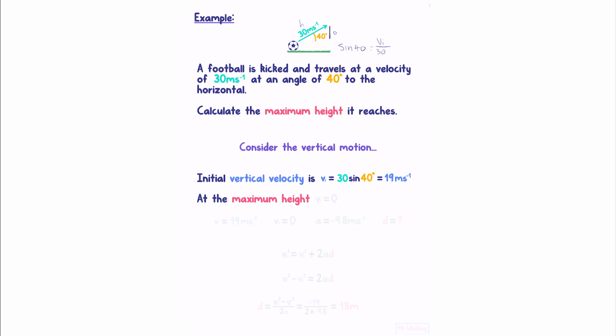At the maximum height, we know that the final vertical velocity is going to be 0, and so we have our initial velocity, our final velocity. We know that the acceleration is due to gravity and is going to be negative 9.8 meters per second squared, and we're trying to find our distance. The only quantity we don't have and don't care to find is our time, so we can choose the only kinematic equation without time. Solving this for d by subtracting vi squared from both sides, and then dividing both sides by 2a, putting in our numbers, gives us 18 meters.